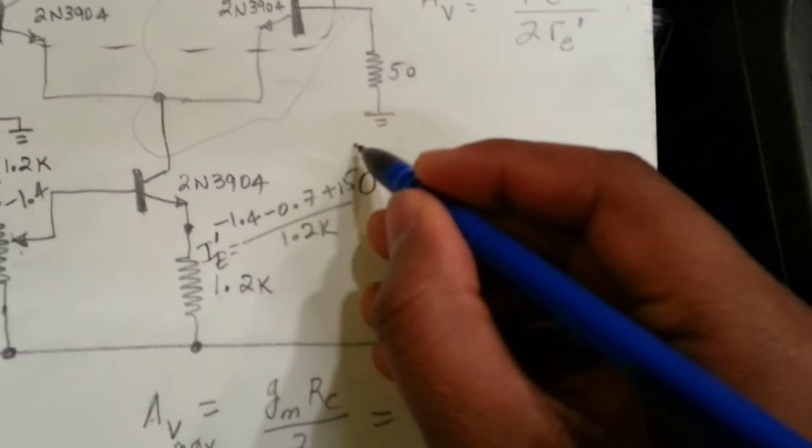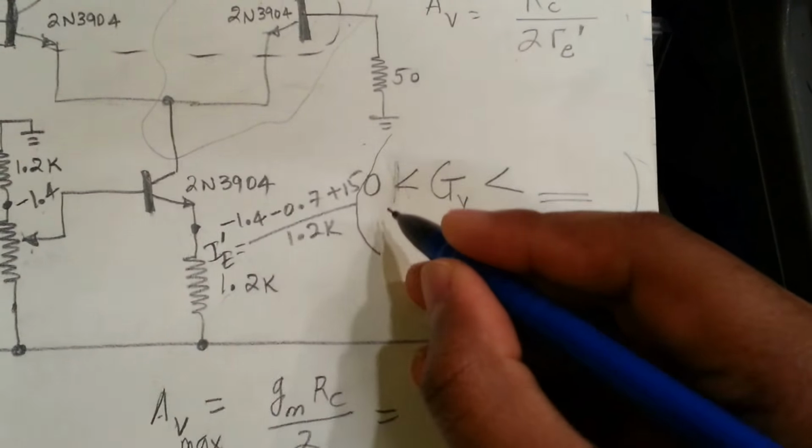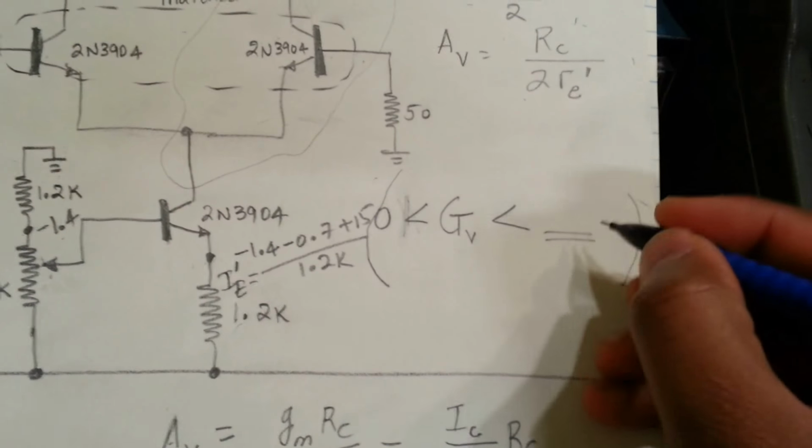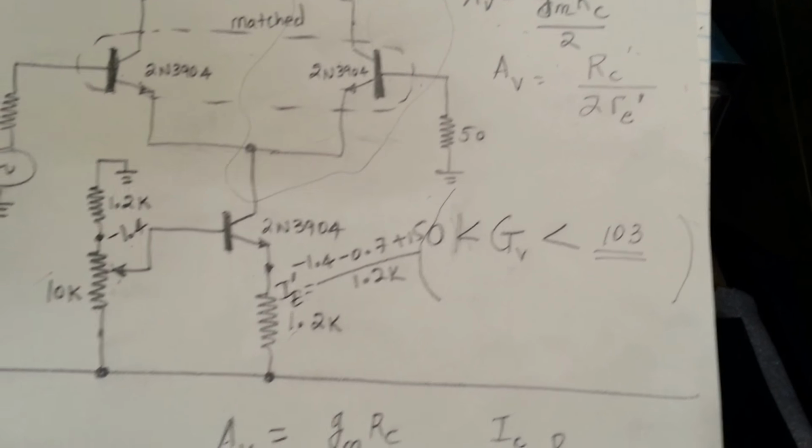So we should be able to vary the gain of this amplifier. I'm just going to write it here, from 0 all the way to 103. Let's see if we can verify this.